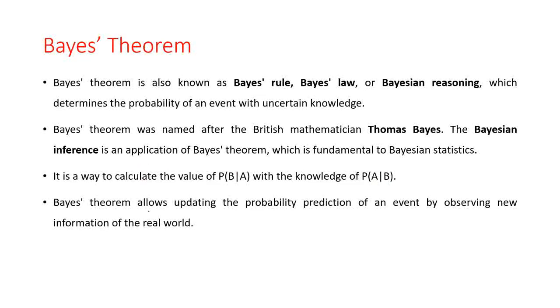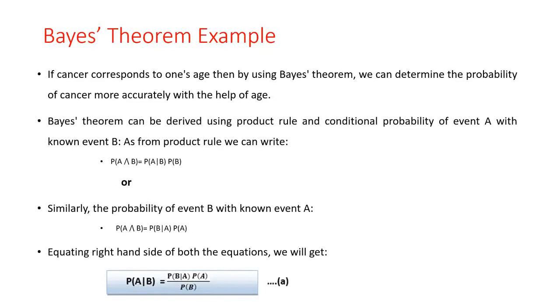So this Bayes theorem allows updating the probability prediction of an event by observing new information from the real world. Okay. So see here, there is another example. If the cancer corresponds to one's age, then by using the Bayes theorem, we can determine the probability of cancer more accurately with the help of age.